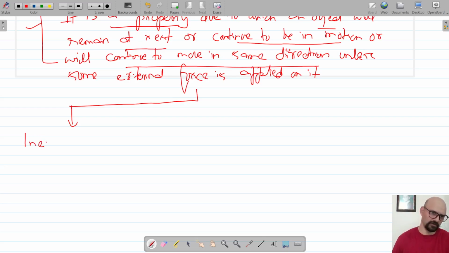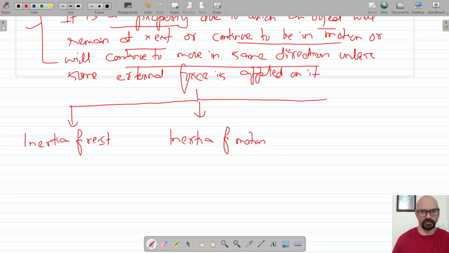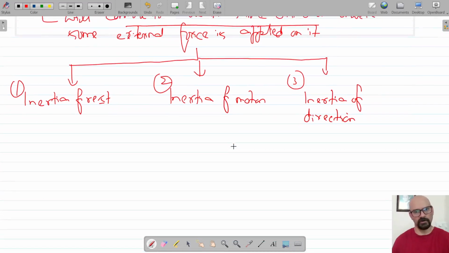That is the inertia of rest. The property which keeps an object at rest unless some external force is applied is called inertia of rest. And the property which keeps an object in motion unless some external force is applied on it is called inertia of motion. And the third one is the inertia of direction, so that an object will continue to move in a particular direction unless some external force is applied on it to change the direction. So we have three types of inertia: inertia of rest, inertia of motion, and inertia of direction.